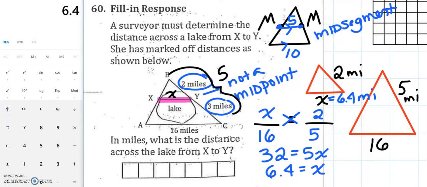So it asks you, what is the distance across the lake? Now, it didn't specify exactly how you need to describe it. It didn't say to the nearest whole number, to the nearest mile. It's just saying what's the distance in miles. So I'm going to write my full answer because it's nice and exact. 6.4 miles is the distance from X to Y.